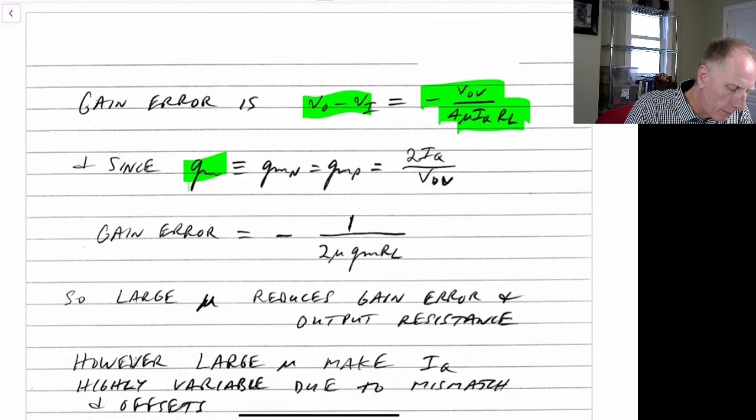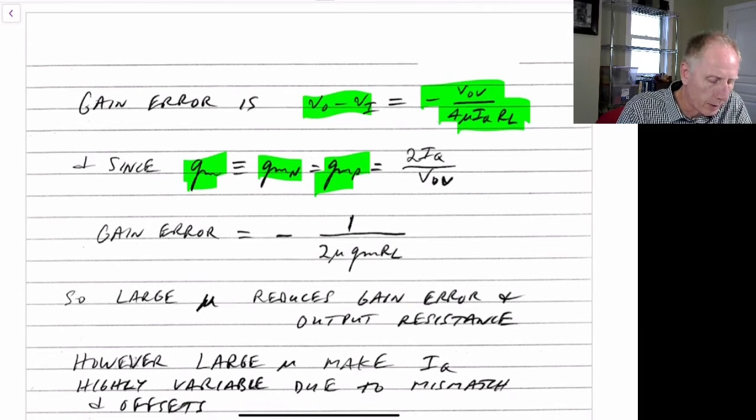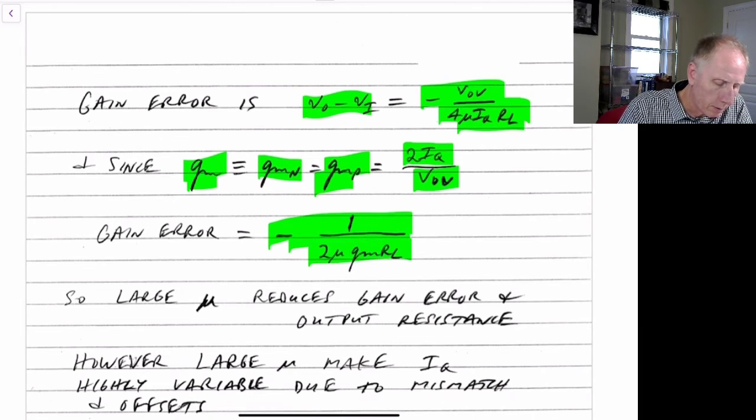Since we're assuming that the GM of the NMOS equals the GM of the PMOS, we'll just define that to be GM. That's equal to 2 times the drain current divided by the overdrive voltage. We can also write down that the gain error then is equal to minus 1 over 2 mu, where mu is the gain of the error amplifier, times GM times RL.